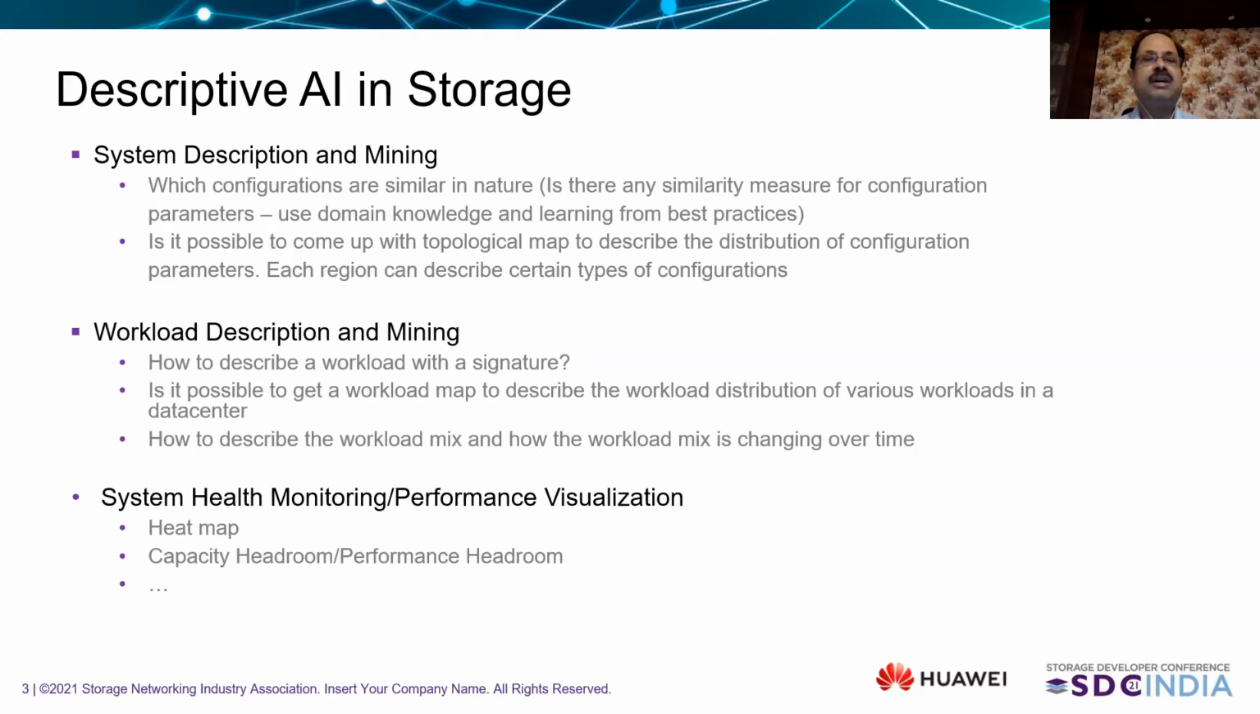Is it possible to come up with a topological map to describe the distribution of configuration parameters? Can we say that the system was in this space of configuration and it has moved to this type of configuration over time because the administrator has changed the parameters, or certain actions have been taken in the system?